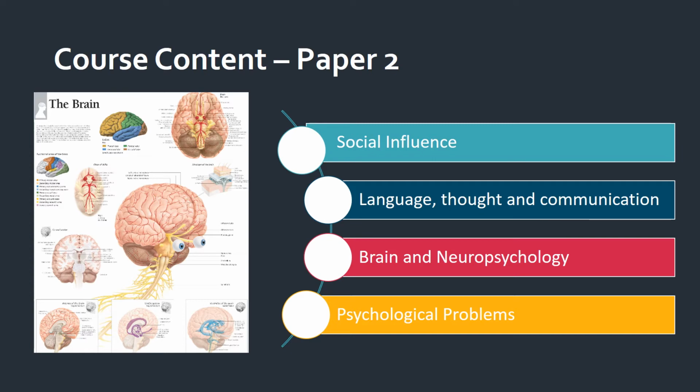In the paper 2 content, we look at social influence. So we're looking at how the behaviour of an individual or a group can be impacted by other individuals or groups. Language, thought and communication, where we look at both human and animal communication and how we use verbal and non-verbal cues in order to communicate thoughts and ideas. And we then look at the brain in neuropsychology and psychological problems. These 2 units take a slightly more biological stance, where we will look at what's happening at a cellular level in the brain and be able to explain how messages and impulses are transmitted.